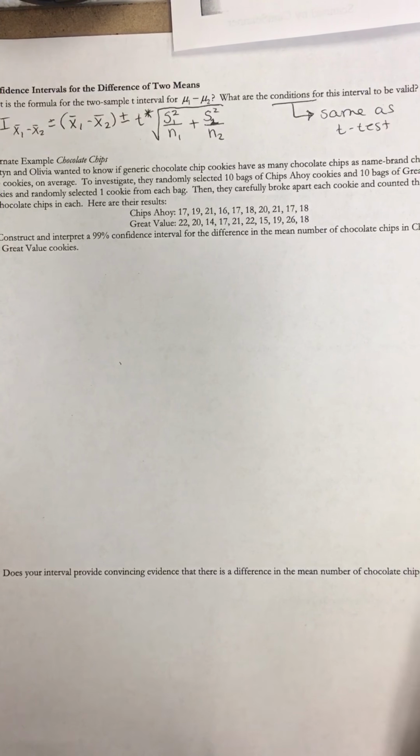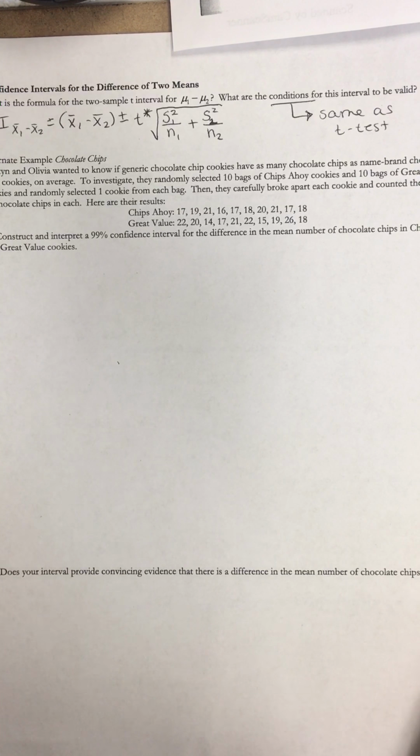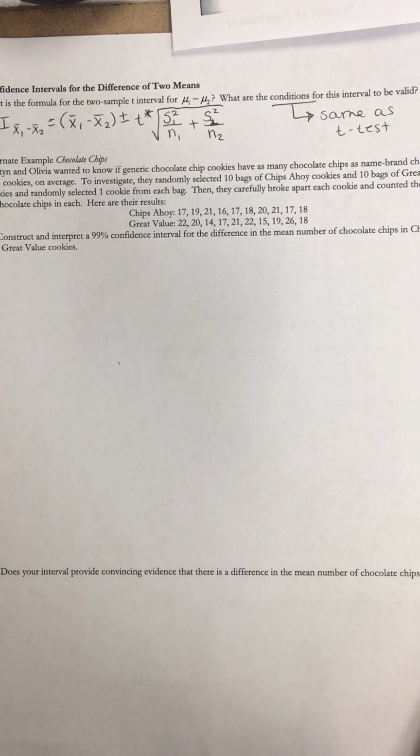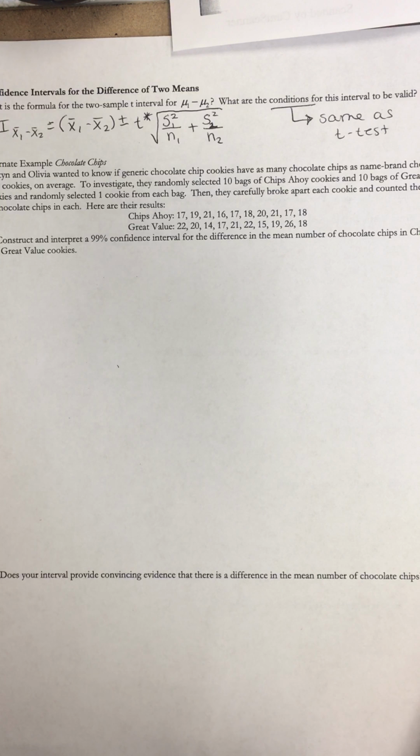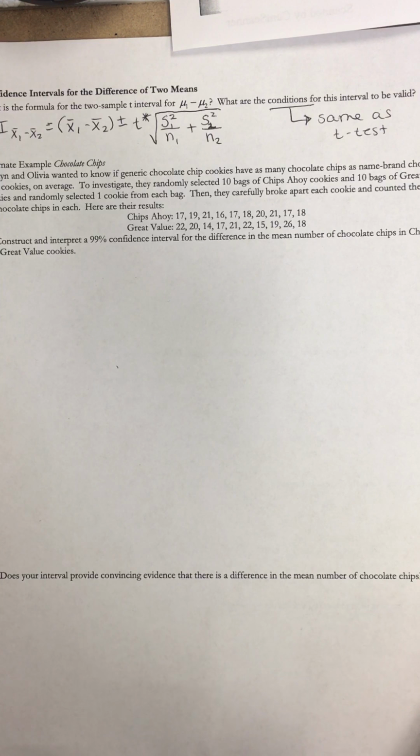So Ashton and Olivia want to know if generic chocolate chip cookies have as many chocolate chips as name brand chocolate chip cookies on average. To investigate, they randomly selected 10 bags of Chips Ahoy cookies and 10 bags of Great Value cookies, and randomly selected one cookie from each bag. Then they carefully broke apart each cookie and counted the number of chocolate chips in each.